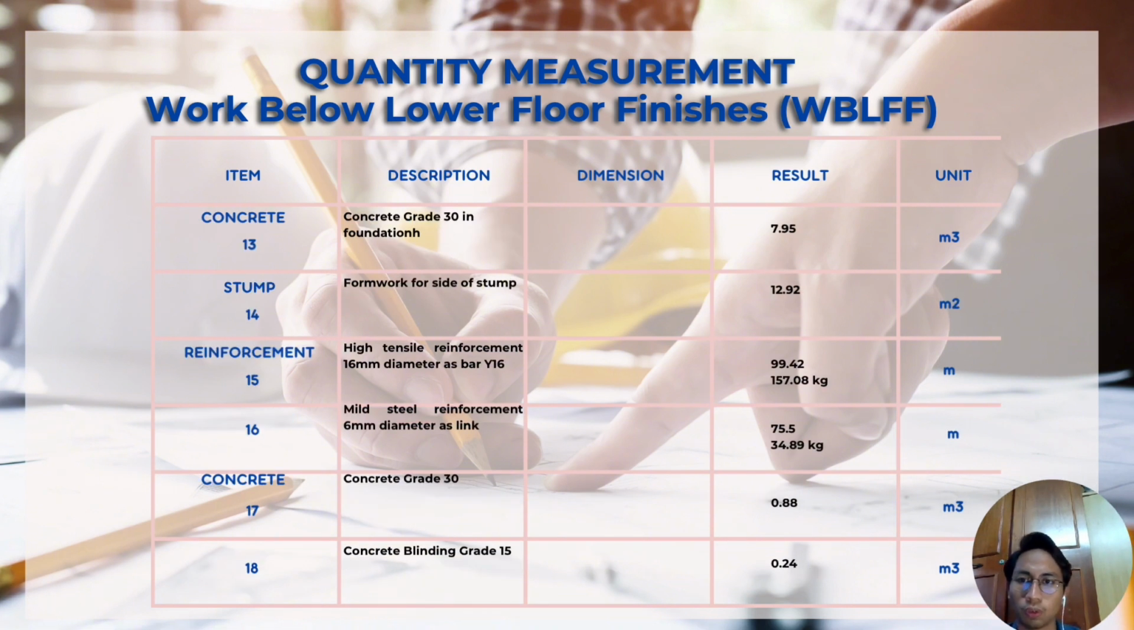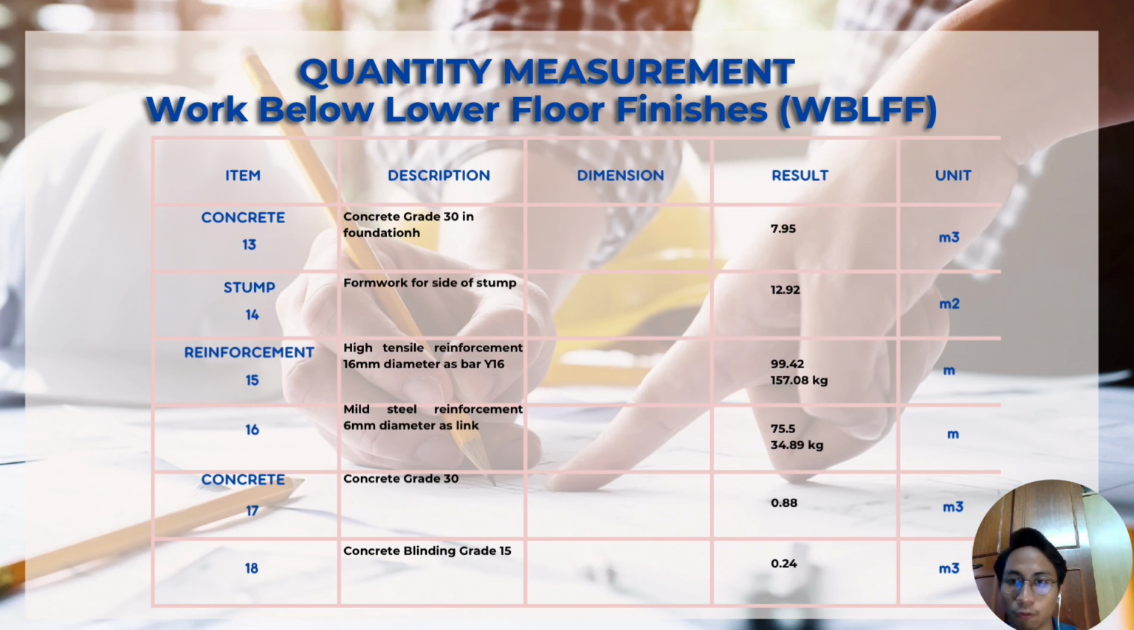So the next one for concrete is concrete grade 30 in foundation. So the volume of it is 7.95 meter cube. And the next one is for stump, formwork for side of stump. So we get 12.92 meter square for the area.